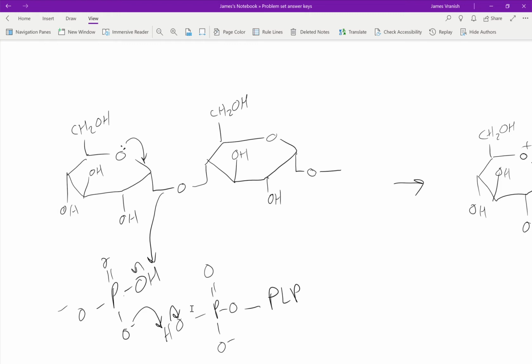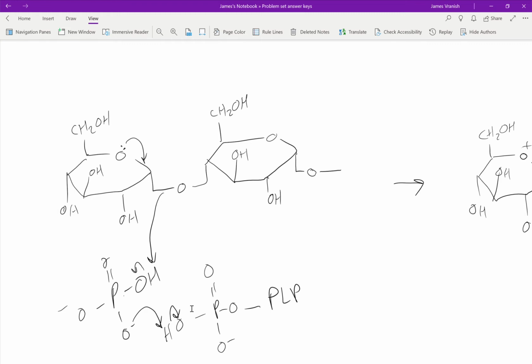All right, in glycogen synthesis, there are again 3 enzymes. The first one is UDP glucose pyrophosphorylase. The second one is glycogen synthase, and the third one is branching enzyme, or glycogen branching enzyme, if you want to call it that.